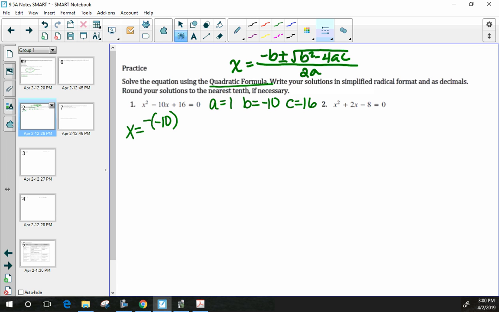So when I start to simplify that, what's going to happen there? It's going to become a positive, right? So it's really the opposite of whatever b is. So we've got negative, and then my b is a negative 10. Those are two separate negatives. Don't blend them into one, okay? So plus or minus the square root.